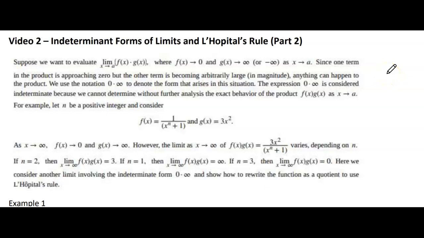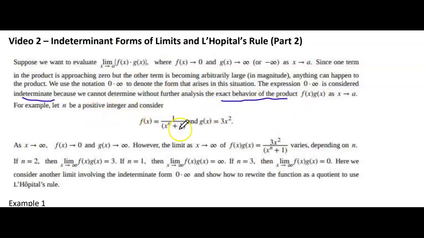All right, so this is the second video on indeterminate forms and L'Hopital's rule. So let's say we wanted to evaluate a product of two functions where one goes to 0 and one goes to infinity. Well, that's really tricky because you don't know which one goes to which faster, okay? So if it goes to 0 faster, then the whole thing goes to 0, infinity. So there's just this indeterminate form. We can't determine the exact behavior of that product, okay?